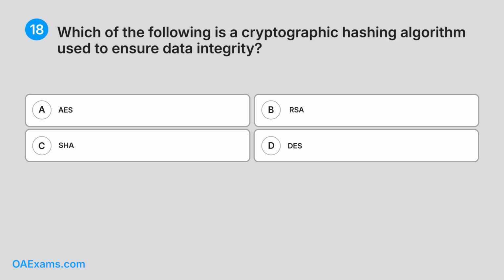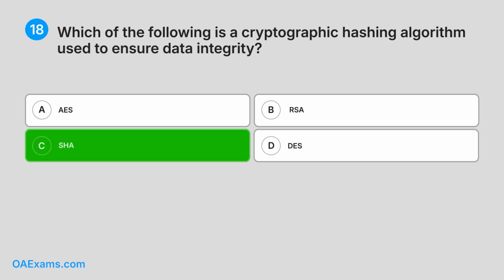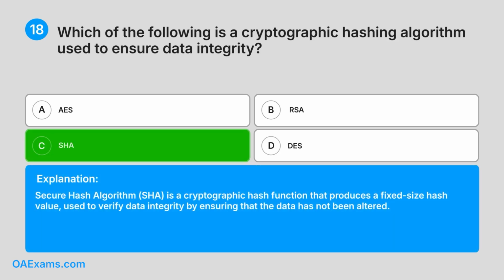Correct answer: C. SHA. Explanation: Secure Hash Algorithm, SHA, is a cryptographic hash function that produces a fixed-size hash value, used to verify data integrity by ensuring that the data has not been altered.